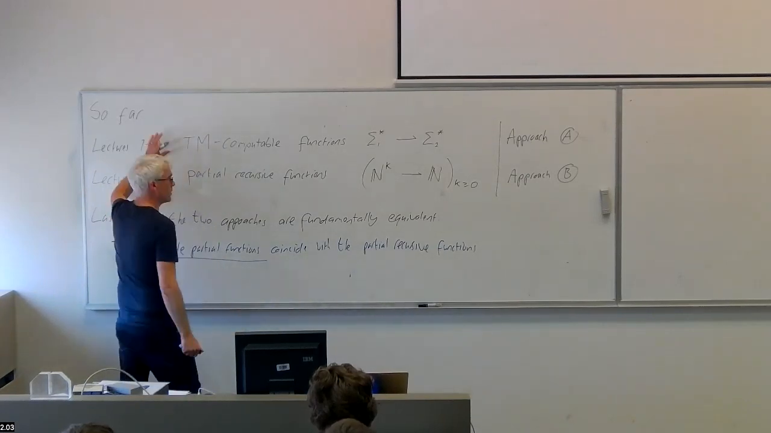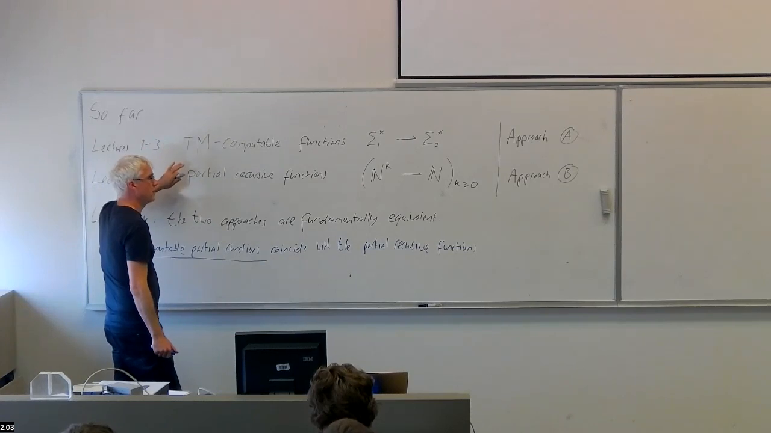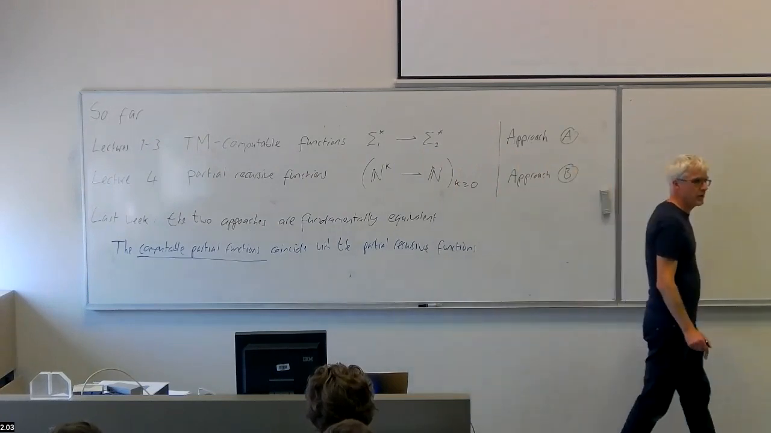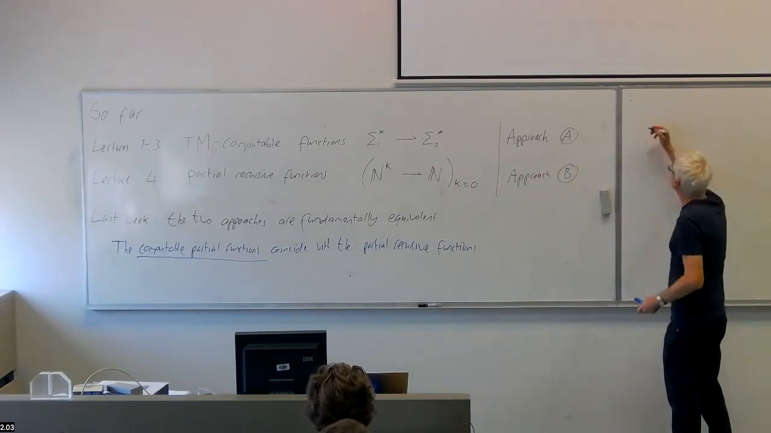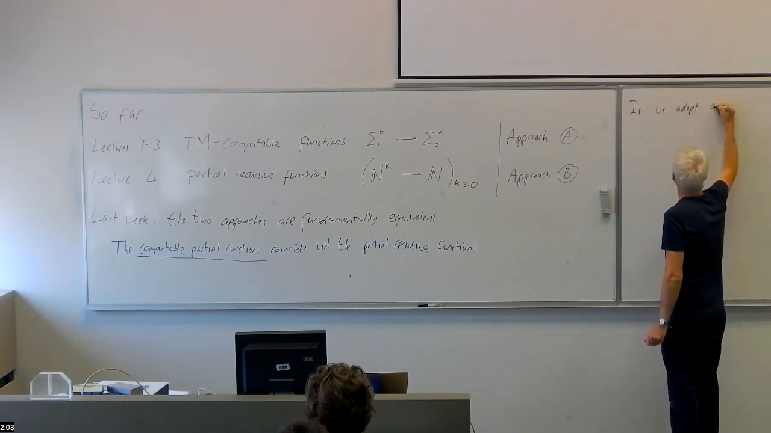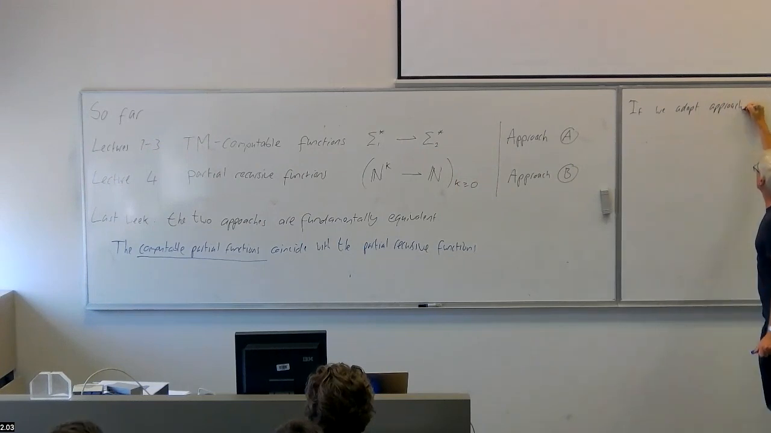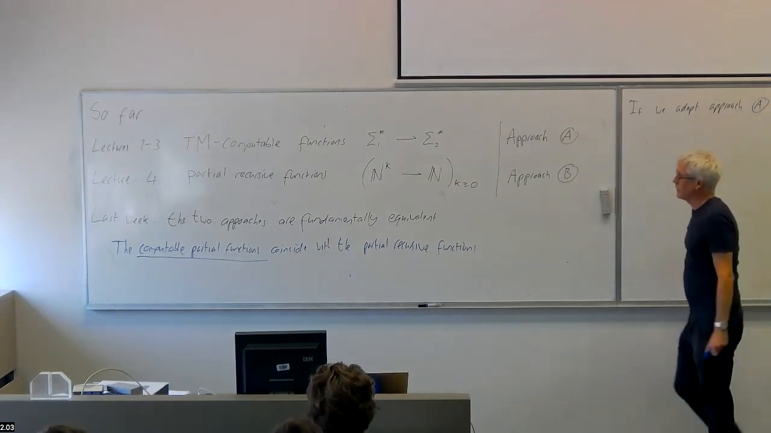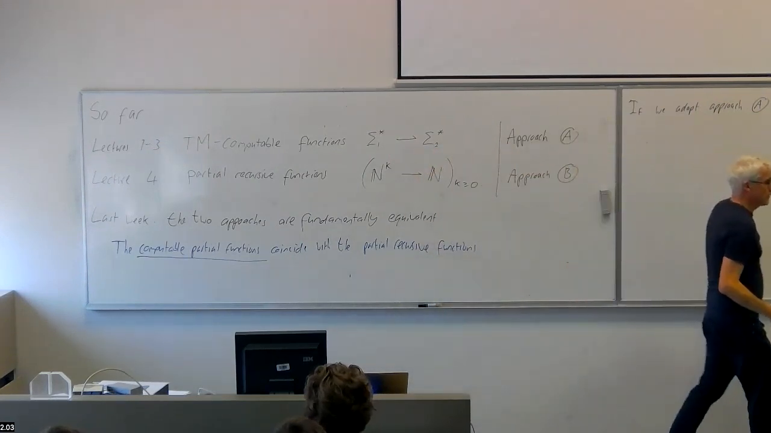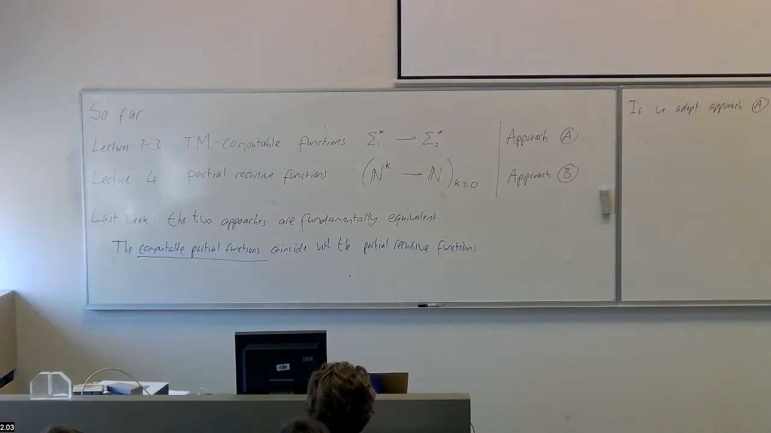Okay, so we've got these two different approaches. If, as we were doing at the start, we adopt approach A, so we're talking about functions on words, we could nonetheless address what it means to be a computable function between other kinds of data using this idea of representations that we covered in lecture 3.